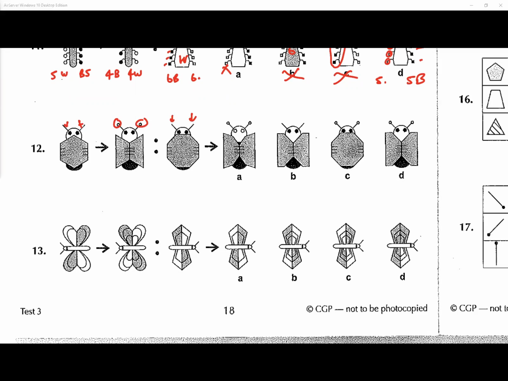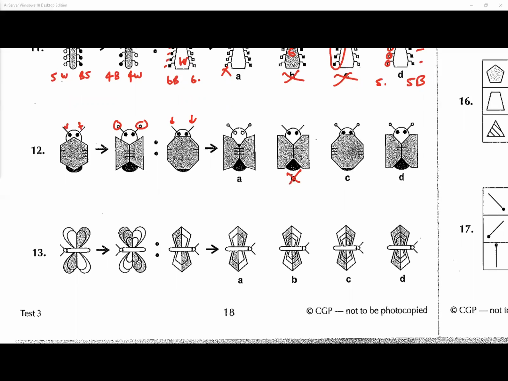So for question number 12, it definitely can't be this one. We're going to split the wing and turn the wing over, so it can't be the same. That's wrong. Let's have a look. It has 1, 2, 3, 4, 5. 1, 2, 3, 4, 5. Okay, right. So A is possible or D is possible.